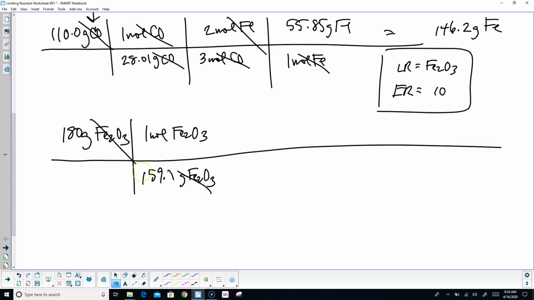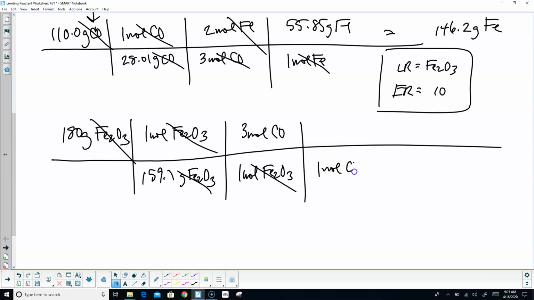Grams cancel. Now I'm ready for my mole ratio. According to that balanced formula, for every 1 mole of iron(III) oxide, there are 3 moles of carbon monoxide. Moles cancel. I now know moles of carbon monoxide. Then all I have to do is use its molar mass. Every mole of carbon monoxide weighs 28.01. We already calculated that.